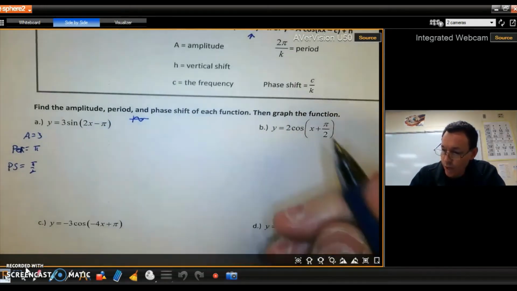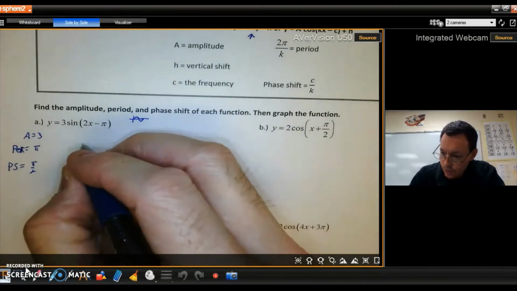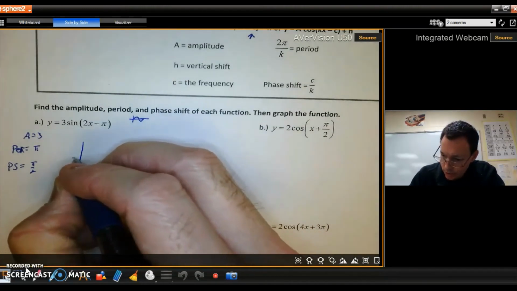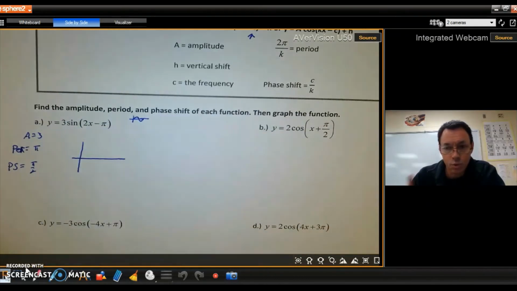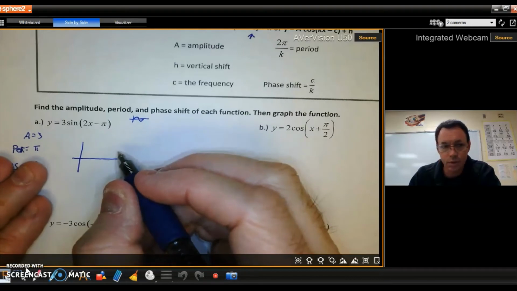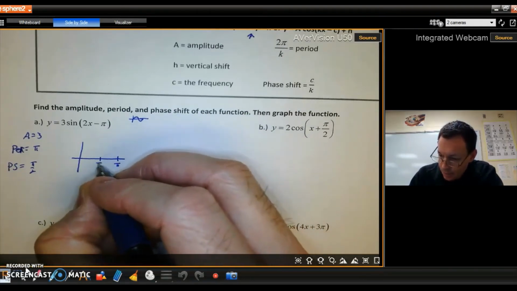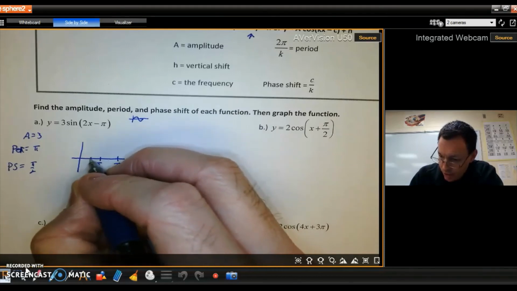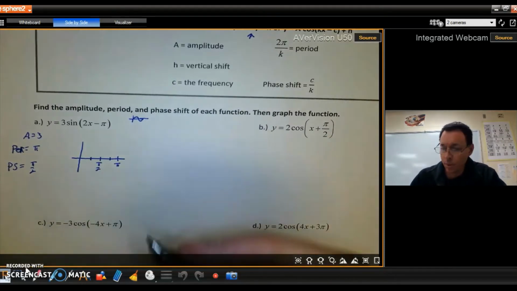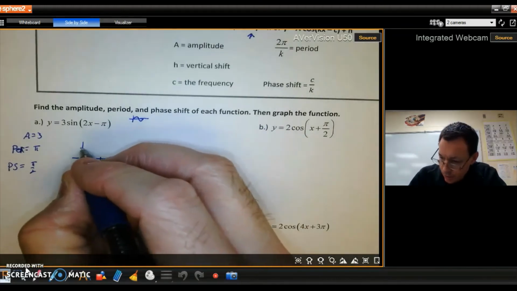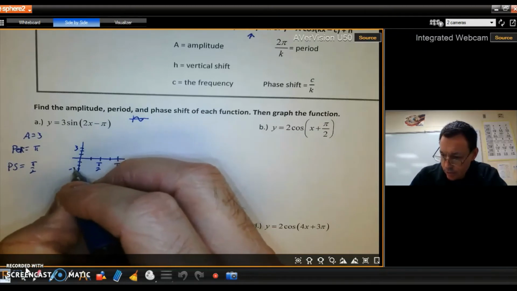Just make a normal graph. Now we're just going to do one cycle. So I'm going to go out to pi. That's what I need my period to be, 1 pi. So I'm going to ignore the phase shift for a second. So that's a pi. That means that's pi over 2. That means that's pi over 4, and that's 3 pi over 4. Okay? That's important. Amplitude is up 3 and down 3. So that's 3 and that's -3.